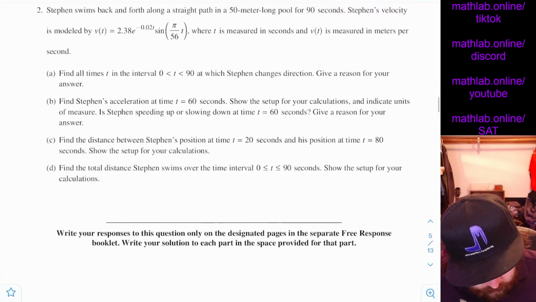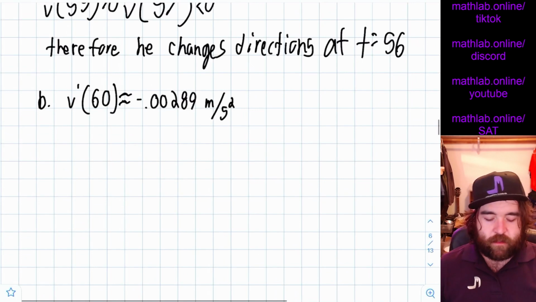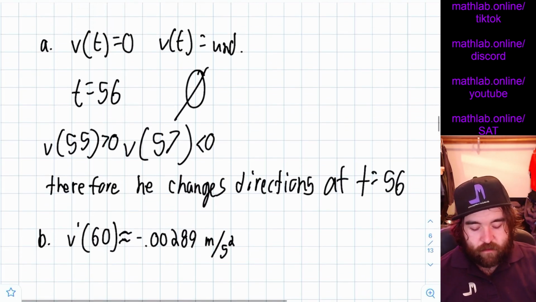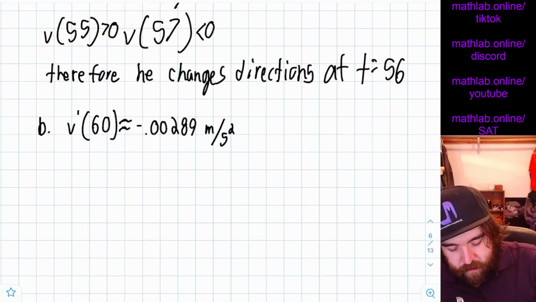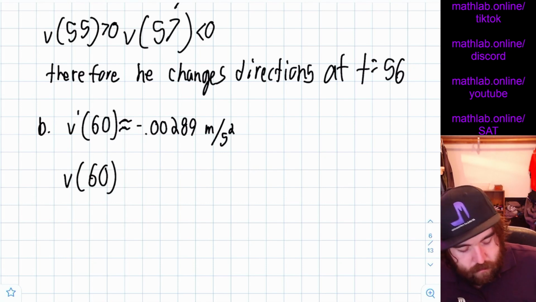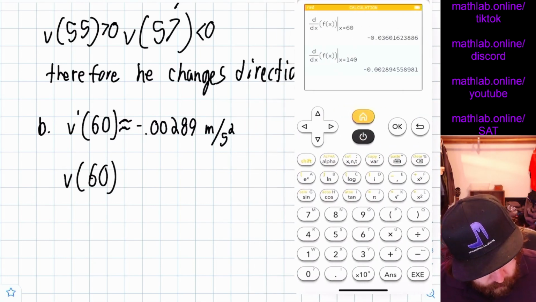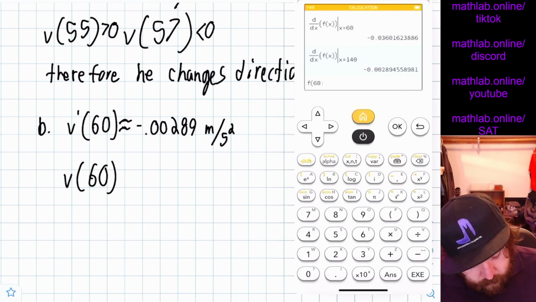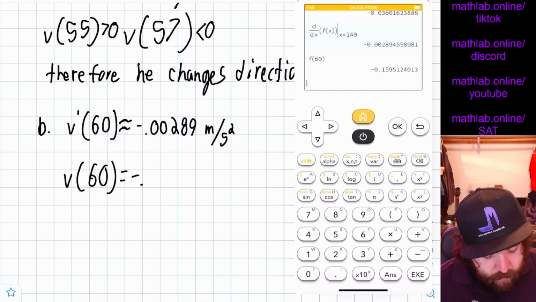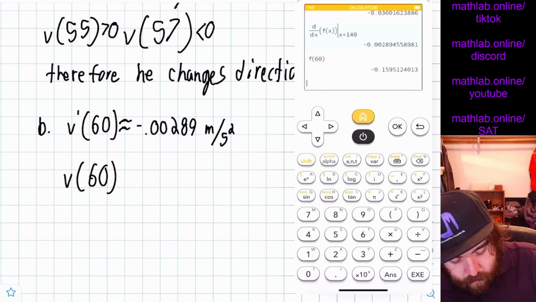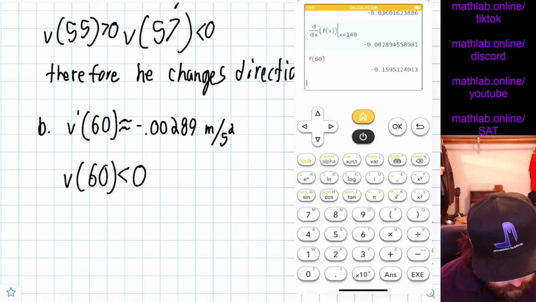Okay. Show the setup for your calculation. Indicate units of measure. Is Steven speeding up or slowing down? So speeding up or slowing down is like if the velocity is the same sign as the acceleration. So what we need to do then is find v of 60, or on here, f of 60. It is negative, and we could have known that because he turned around. I'm going to say that v of 60 is less than 0.